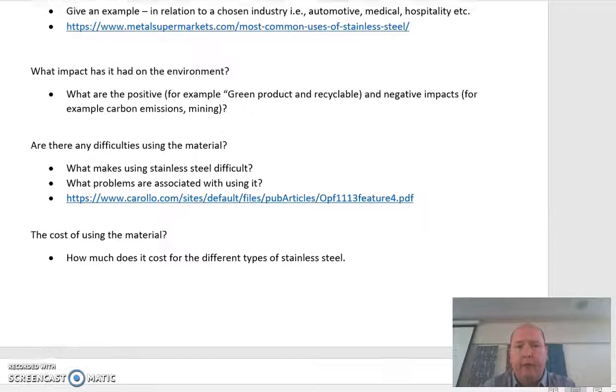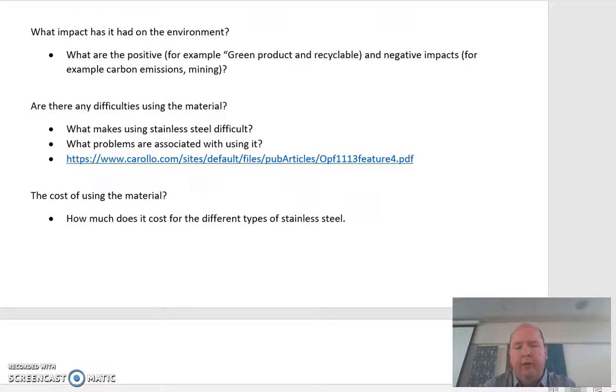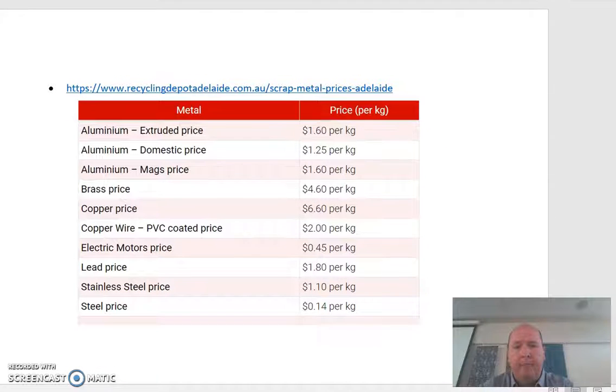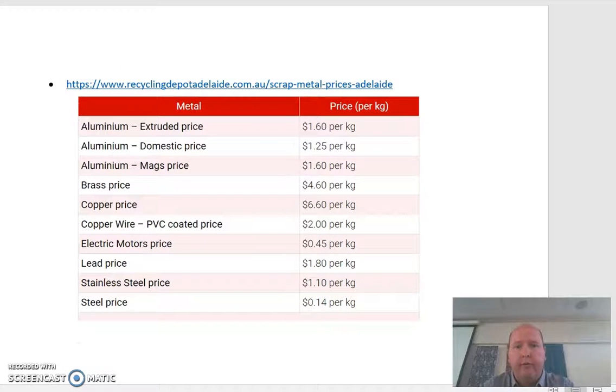And then the last question there is about the cost of using the material. So you're probably going to work out for your project exactly what you're talking about and how much you're talking about, per square meter or kilos, etc. I did find this website, Recycling Depot Adelaide, which has scrap metal prices. And I thought it was interesting that, as you can see at the moment, the stainless steel price was $1.10 per kilo.